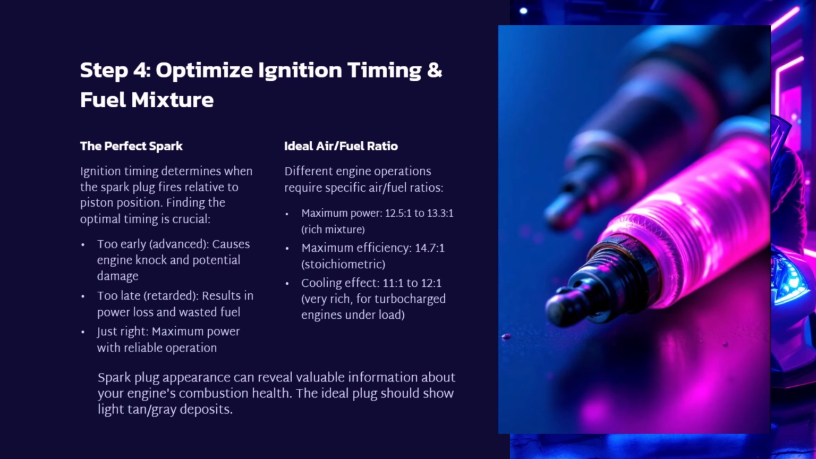We have three rules: rich mixture, very rich mixture, and also stoichiometric. What's the difference between these? First of all, rich mixture means more fuel comes to the combustion chamber and less air, but the engine temperature will be cooler because fuel absorbs heat, and you get more torque, more power. More fuel, more torque, more power, but waste fuel.